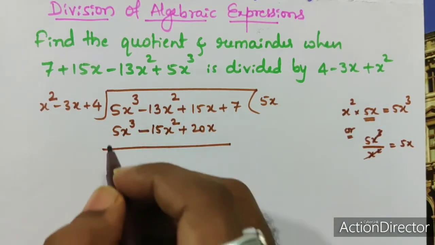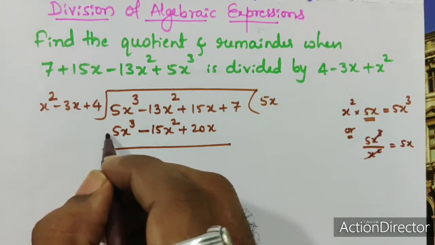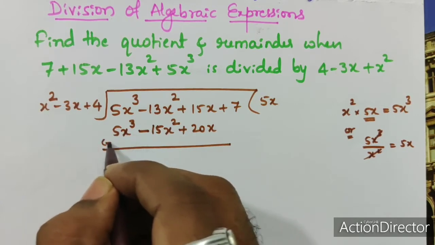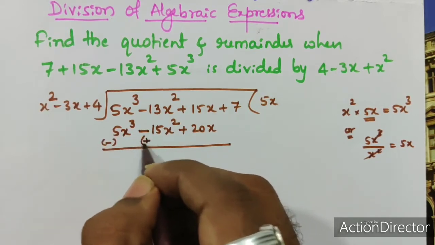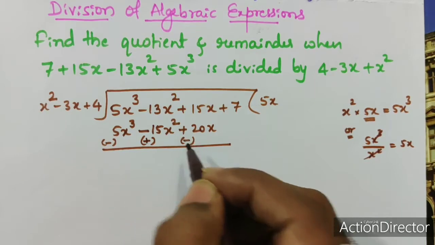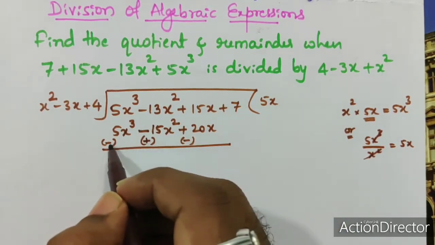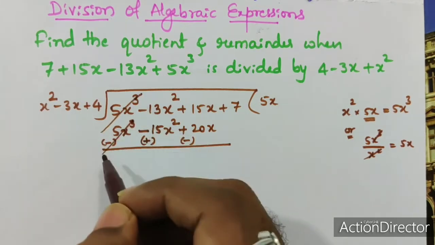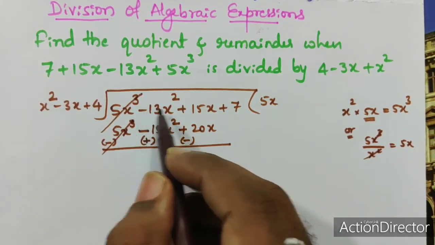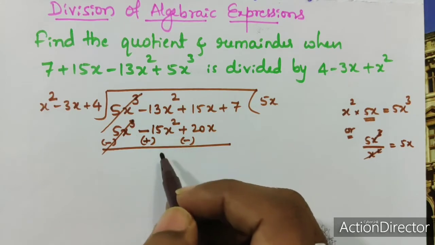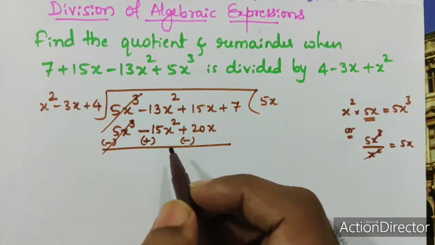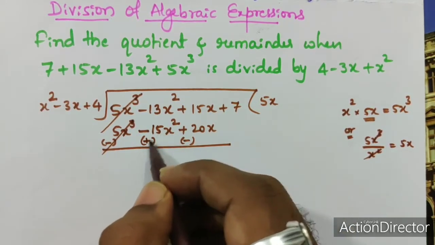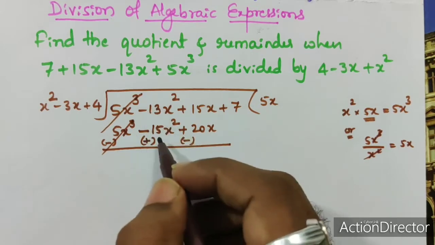Before subtracting we have to change the sign. Positive 5x cube will become negative, negative becomes positive, and this positive becomes negative. Now you have to subtract using the new sign. See, plus 5x cube minus 5x cube gets eliminated. Now minus 13x square plus 15x square, which means this is positive, that is negative, so we should do the subtraction.